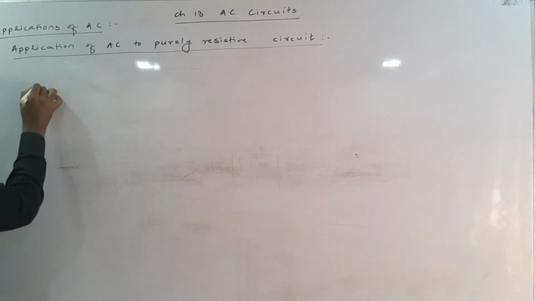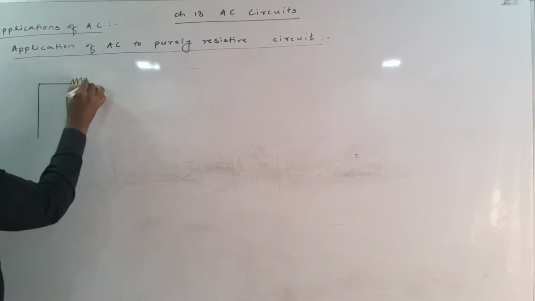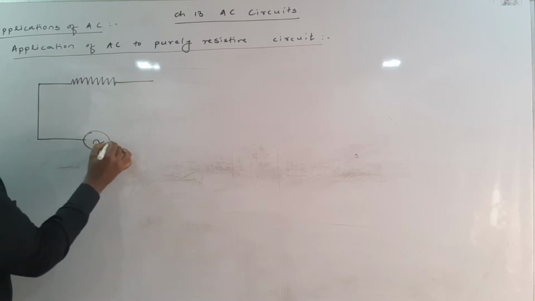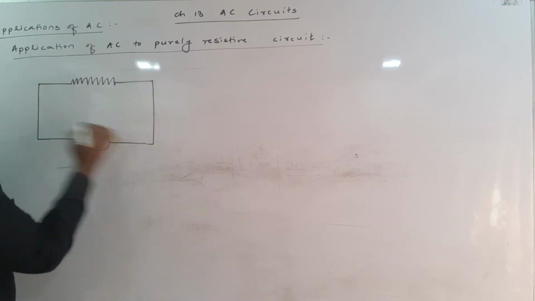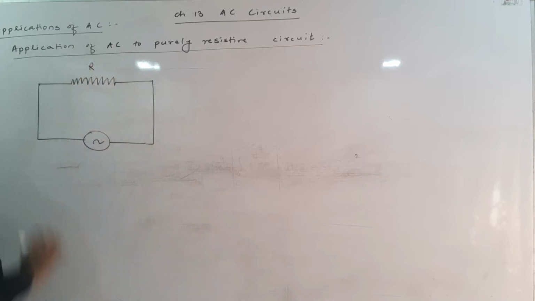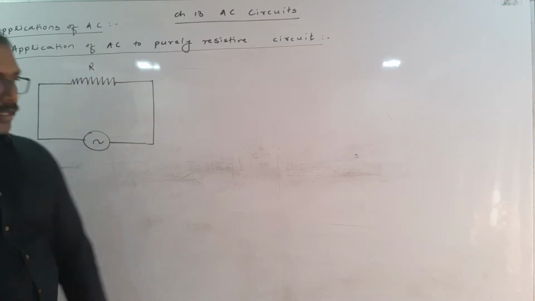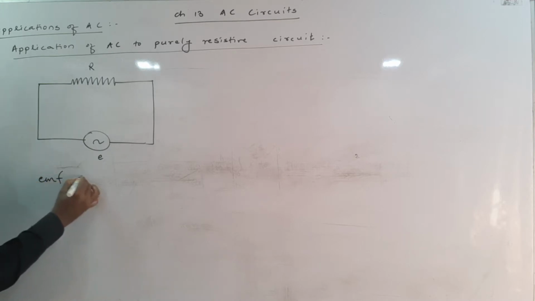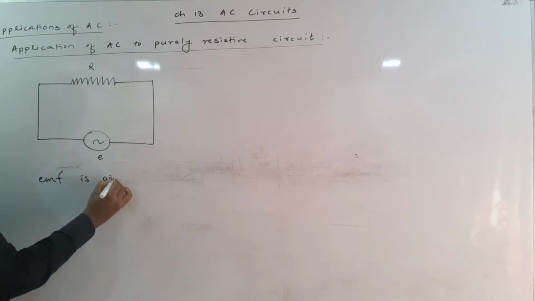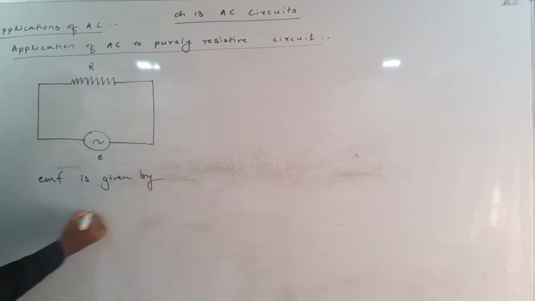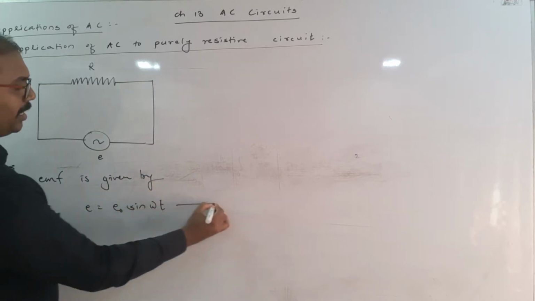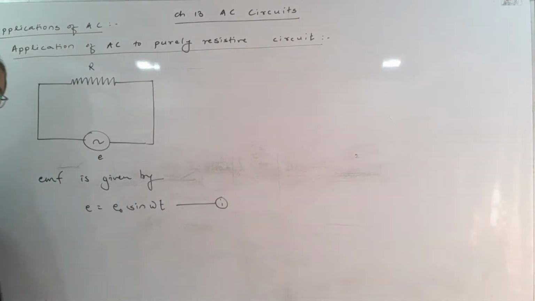So consider AC is applied across a purely resistive circuit. This is the symbol of AC. This is a resistor of resistance R. This is the EMF E applied. Hence, EMF is given by E is equal to E0 sine omega t, we can write equation number 1.